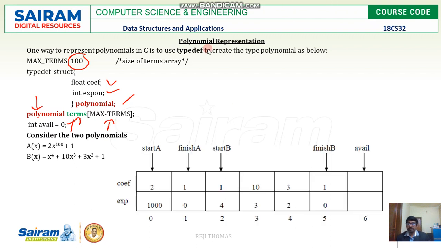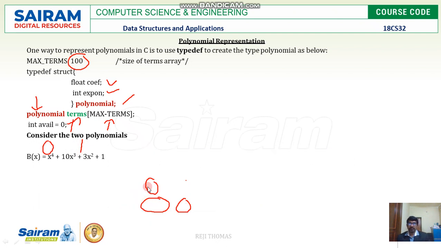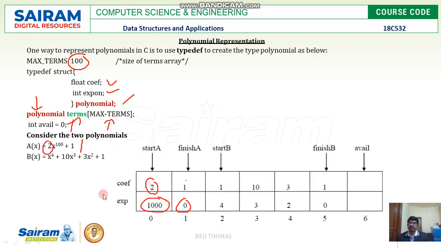Next, I'll take two polynomials for this. The first one is my A of x. This is the coefficient for this, so for the coefficient part I just stored 2, and for the exponent part I stored its exponent, and this I'll mark as start A. For the next one we have no exponent part, so I'll just write it as 0, and the coefficient is going to be 1. So I'm done with the first polynomial. The start A tells you where A starts, and finish says where the polynomial gets over.